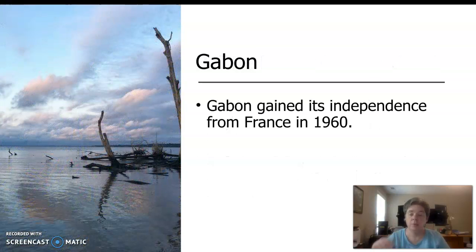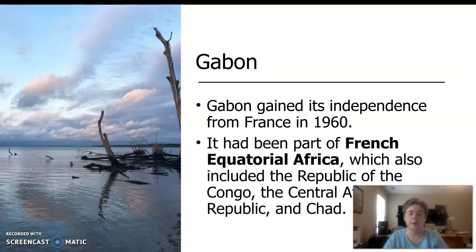Gabon is the first one. Gabon received their independence from France. Many of these countries in this region did, so we're going to talk about one today that's not French, but we'll get to that in a minute. It was part of French Equatorial Africa, which was a larger country that was then divided into smaller ones. It became the Republic of the Congo, Central African Republic, Chad, and Gabon, 4 different countries. We have not yet talked about the country of Chad.